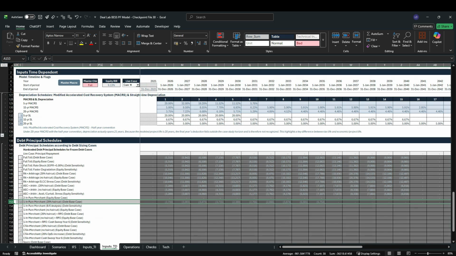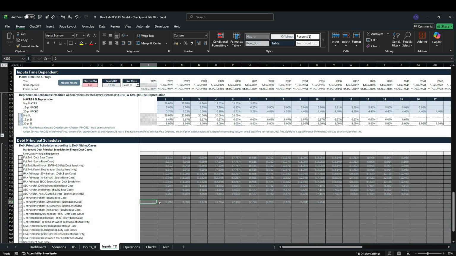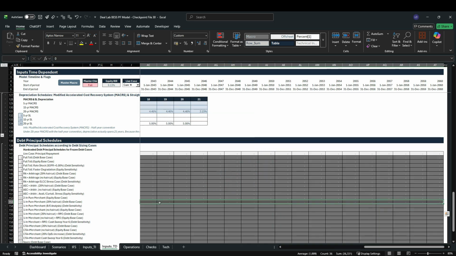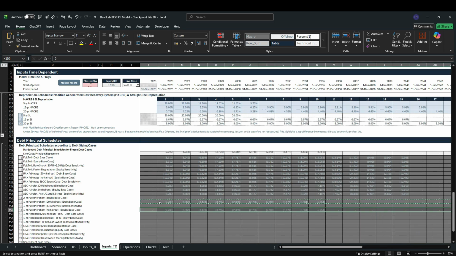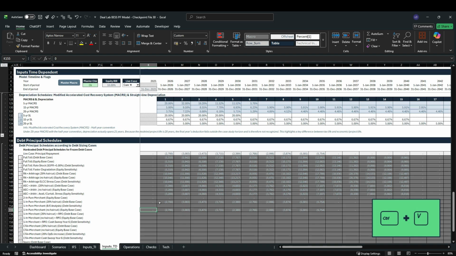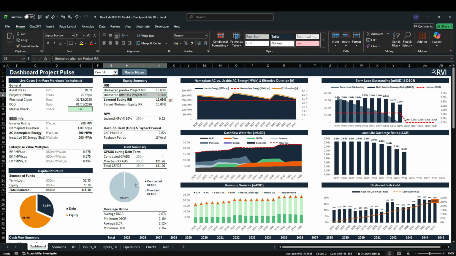And for case 14, we want to make sure that we have the same debt repayment profile. So pick up this row here and paste it in for case 14. Go to the dashboard, hit the master macro once, and you will notice that our levered equity IRR has improved significantly, and we are actually barely above hurdle.